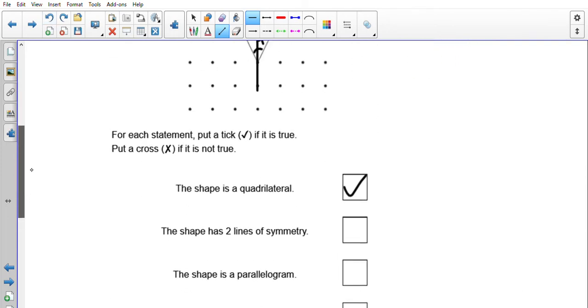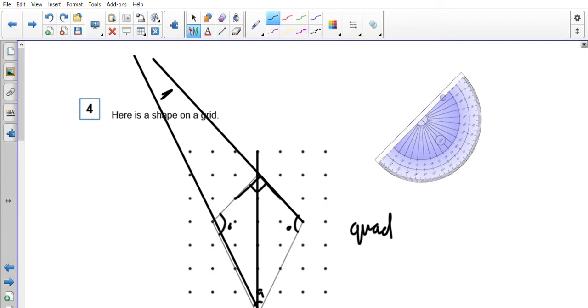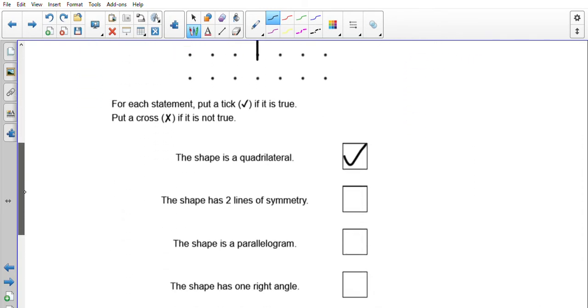The shape is a parallelogram. To be a parallelogram, it means the sides need to be parallel. And if I extend these lines out here, we know the definition of parallel lines are lines that always stay the same distance apart. You can see here, they're getting closer and closer together, and eventually they're going to touch. So those lines are not parallel, so it's not a parallelogram.